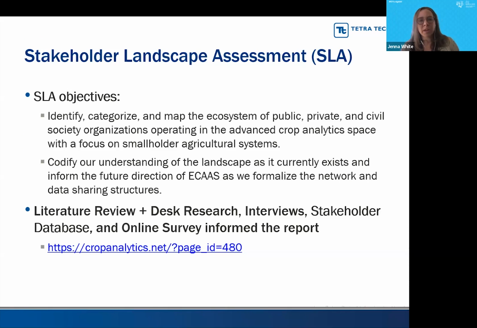So we went through and we identified, categorized, and mapped the ecosystem. And as Richard mentioned, that was intentionally inclusive of public, private, and civil society organizations working in the crop analytics space. And we've created a picture of what that network looks like today, and we'll get to that in a couple of slides. But our goal is to understand what exists today and what's the best role for ECAAS, given the state of the network.